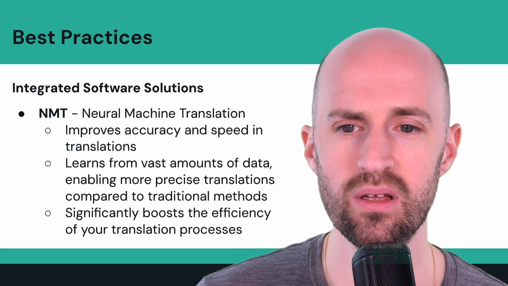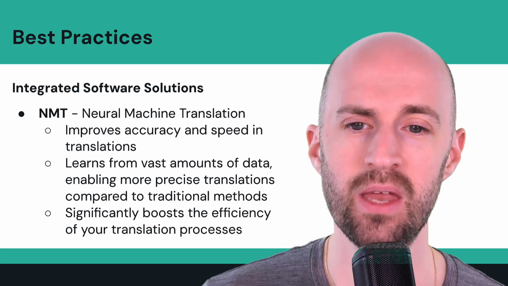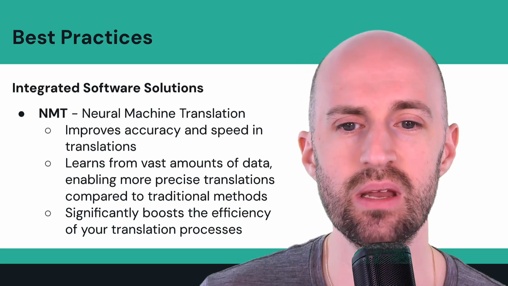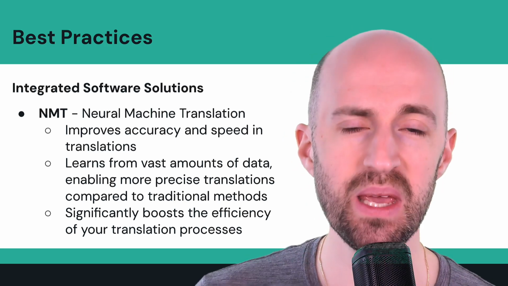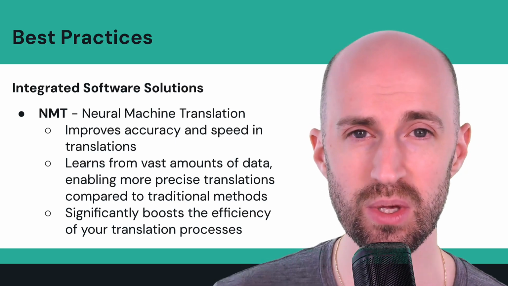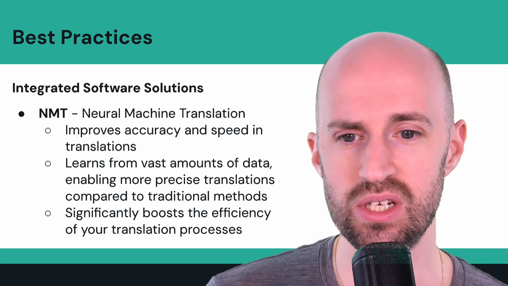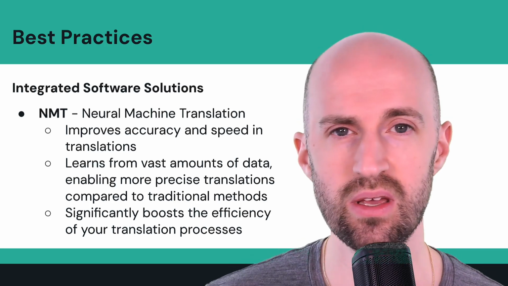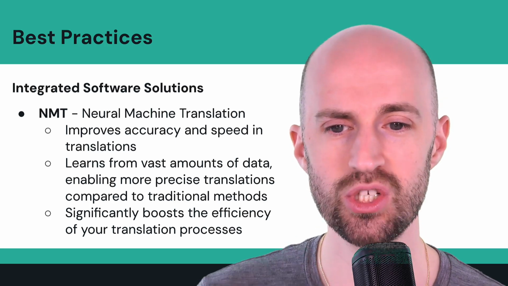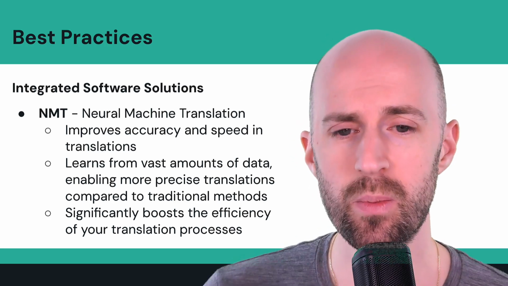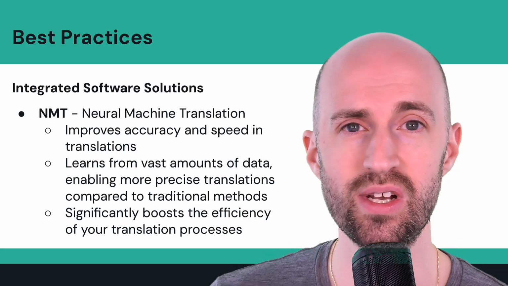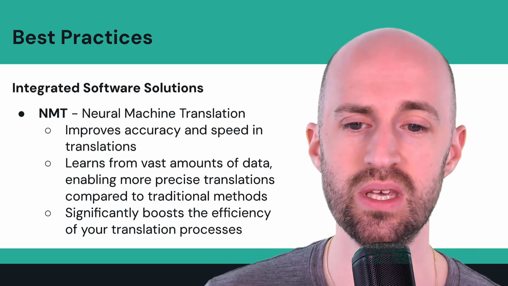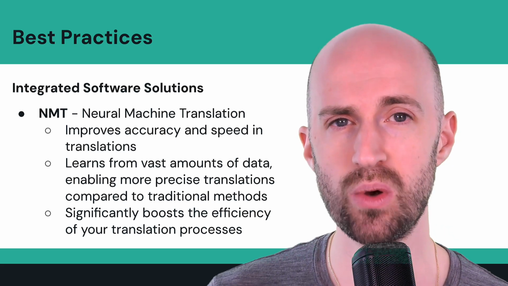Now there's another term called NMT, Neural Machine Translation. This type of translation improves accuracy and speed in translation, so it's using computer-aided translation here. It learns from vast amounts of data, using huge databases of language, and that enables more precise translations compared to traditional methods. This significantly boosts the efficiency of your translation processes.